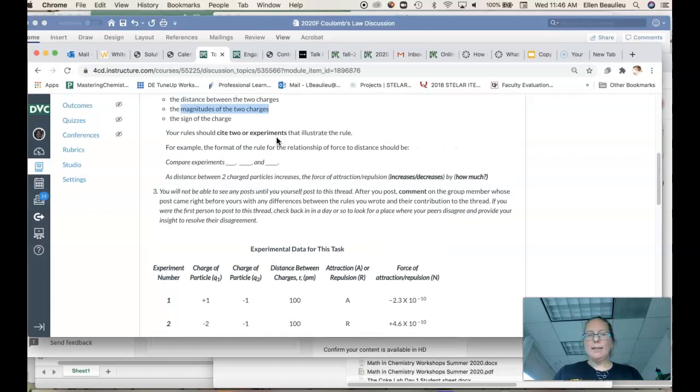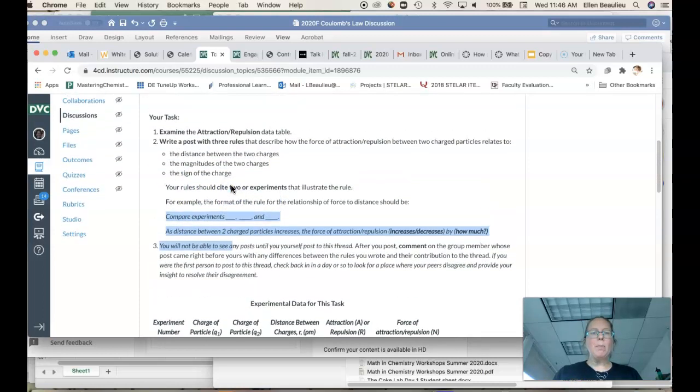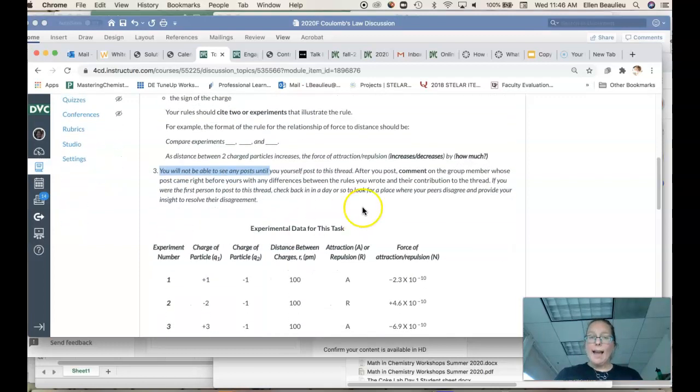Here's the experimental data table. You're going to write a post with 3 different rules that cite the experimental data you used to develop your rules. You're not going to be able to see anyone's post until you yourself put your post up with your 3 rules. And after you post, I want you to comment on the person who posted right before you. So go look at the post that's right above yours and make a comment about any differences in the rules you wrote and their rules. So look for differences, look for similarities.